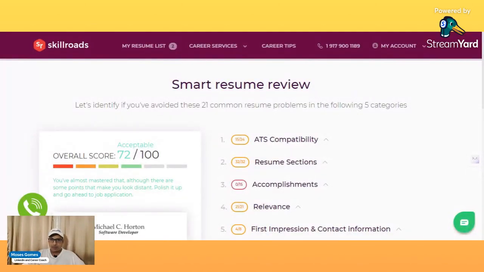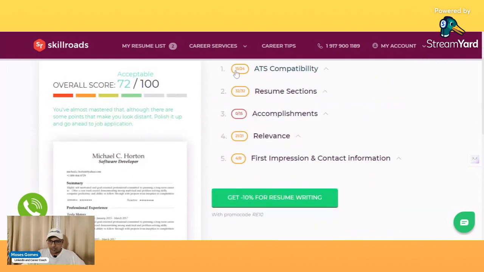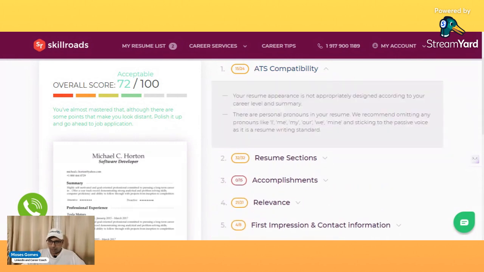Let's identify if you have avoided these 21 common resume problems in the following categories. So ATS compliance is 15 of 24. Your resume appears not appropriately designed according to your career level and summary. There are personal pronouns in your resume. We recommend omitting any pronouns like I, me, my, our, we, mine, and sticking to passive voice.